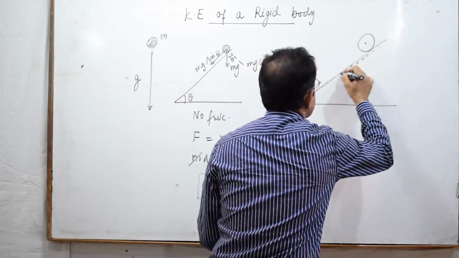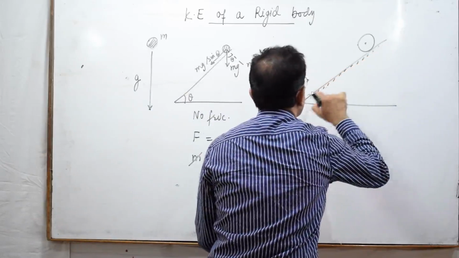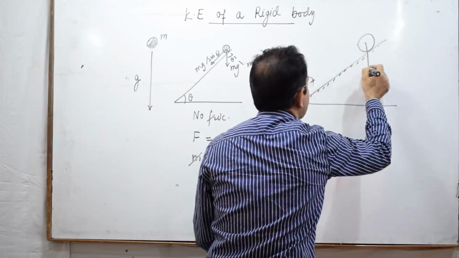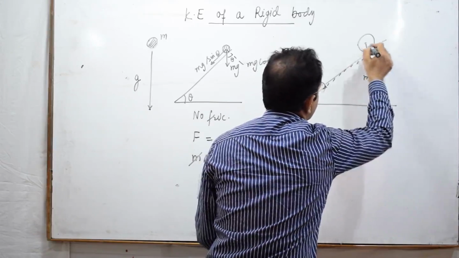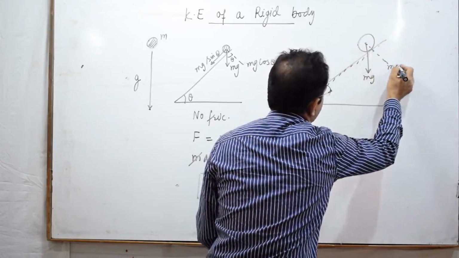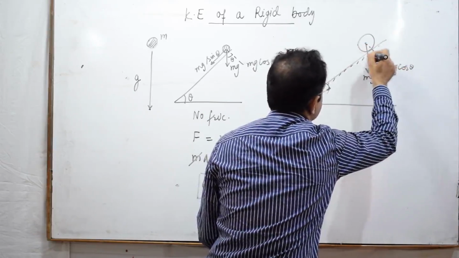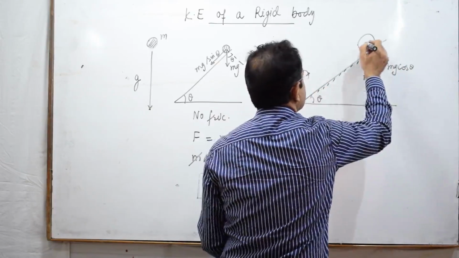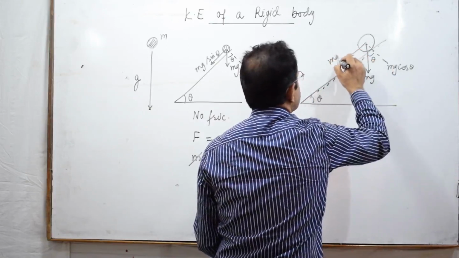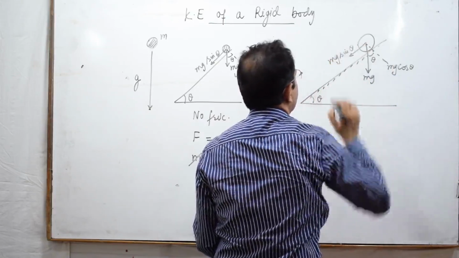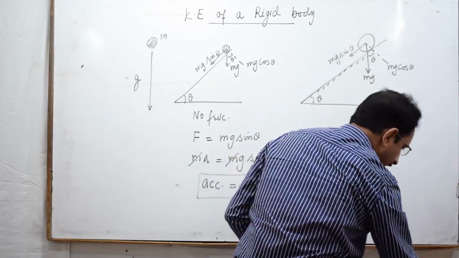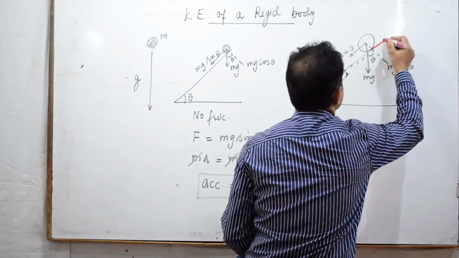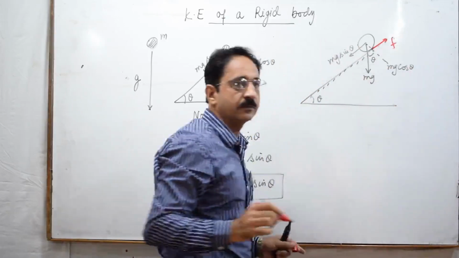This is a frictional surface, and as such the body has a tendency to move down, so I go about resolving. This is mg, then this is mg cos theta, this angle is theta, angle of inclination, and this is mg sin theta, and there will be a force of friction. That force of friction is present here somewhere, which will oppose its motion.